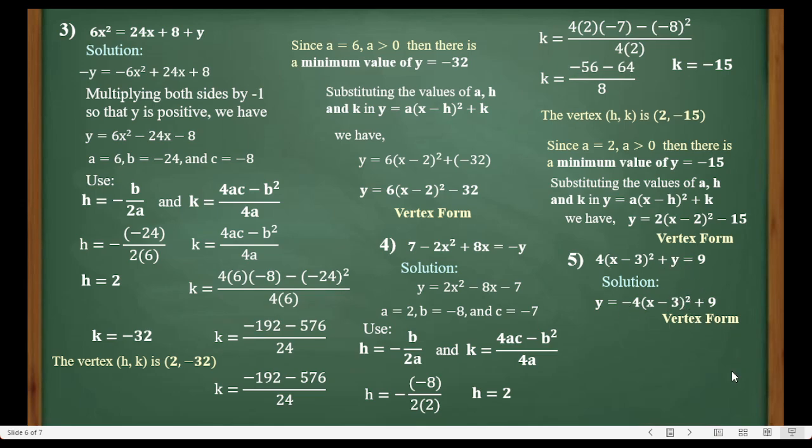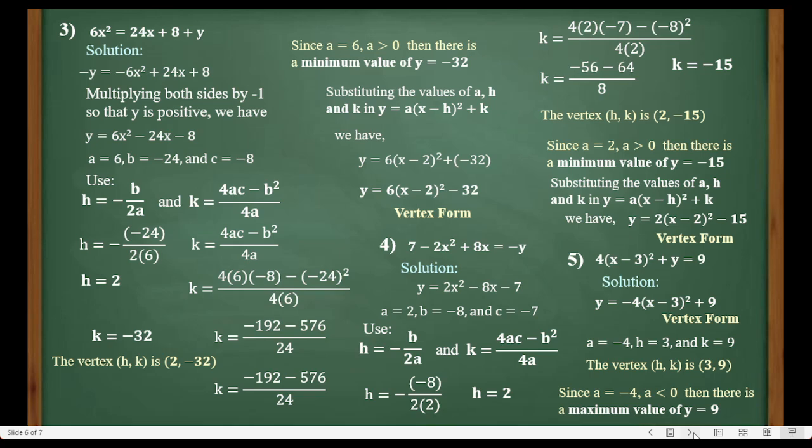Here it is. From that vertex form, a is negative 4, h is 3, and k is 9. So the vertex is at coordinates what? h and k, and these are 3 and 9 respectively. And since a is negative 4 or a is less than 0, then there is a maximum value of y, which is equal to 9. And again, this value is taken from k.